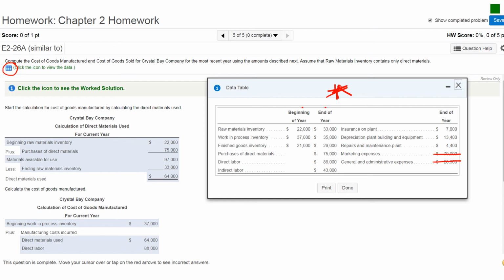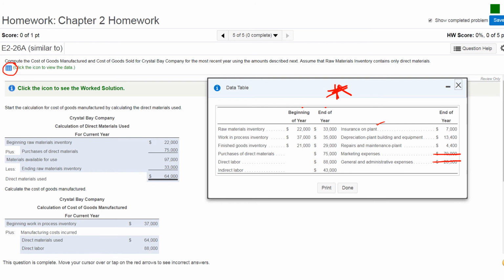Direct materials, direct labor, indirect labor, insurance on the plant, that's like factory, that's going to be overhead. Depreciation on the plant, that's overhead, that's product. Repair and maintenance on the plant, that's overhead, that's product. So basically everything you need here except for these last two.